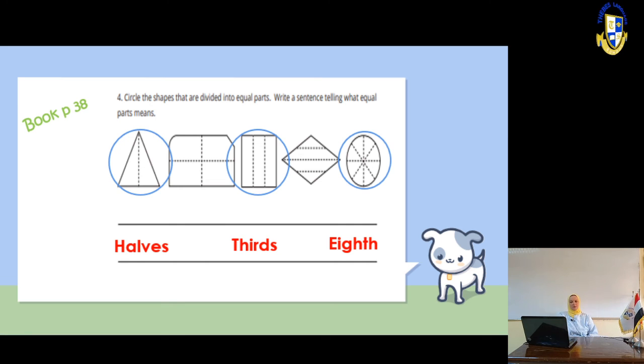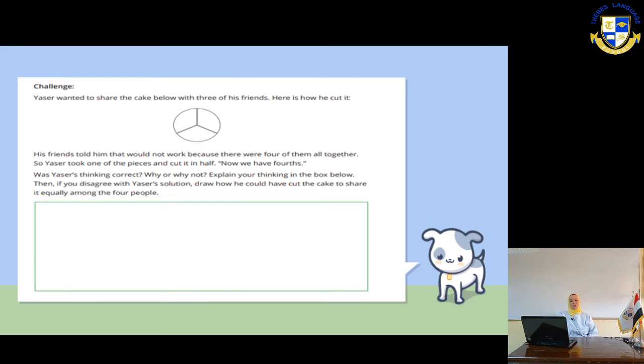Okay. Now in the next page, Yasser wanted to share the cake below with 3 of his friends. Here is how he cut it. His friends told him that wouldn't work because there were 4 of them all together, so Yasser took one of the pieces and cut it into half. Now we have fourths. Was Yasser's thinking correct? Why or why not? Explain your thinking in the box below.